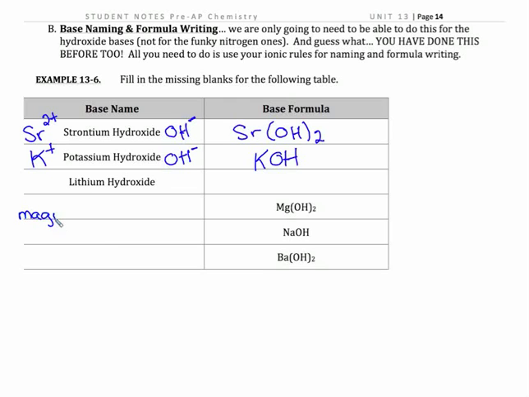To name them, this is like naming ionics. Magnesium, and then OH minus is hydroxide. This last one, the metal is barium.